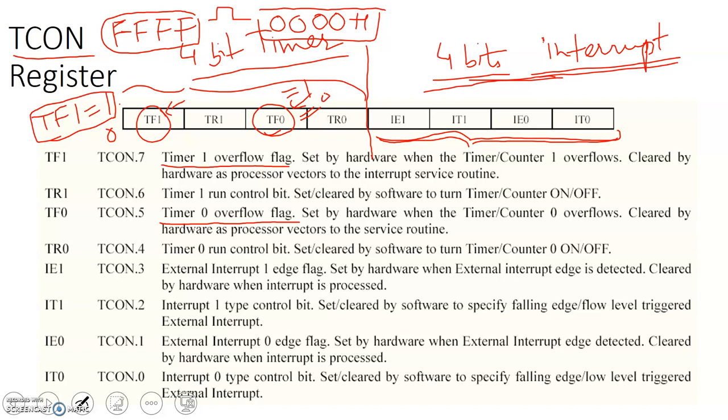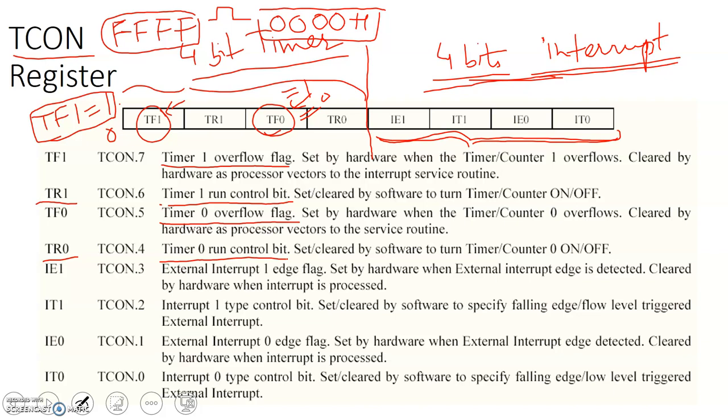Okay, so let's look at TR1 and TR0. They are the timer 1 run control bit and timer 0 run control bit. So either they are set by software, or they can also be set by hardware, if we are using timer in interrupt mode.